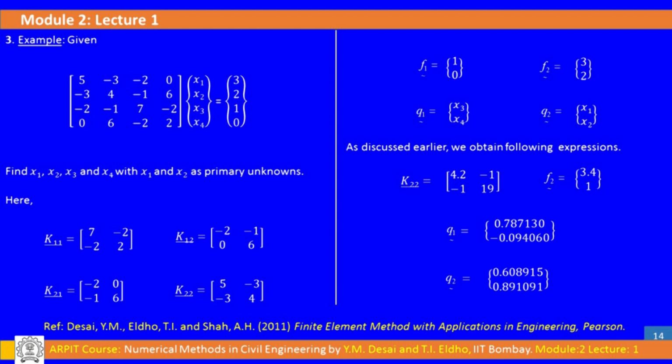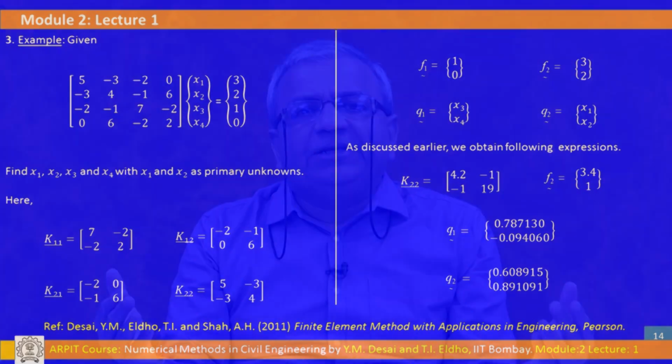found would be exactly the same as the solution we would have obtained had we solved the given 4 by 4 equation set, and that we can easily verify by substituting Q1 and Q2 in our given equation set and see that it is satisfied identically. Okay. So, that is about the static condensation.